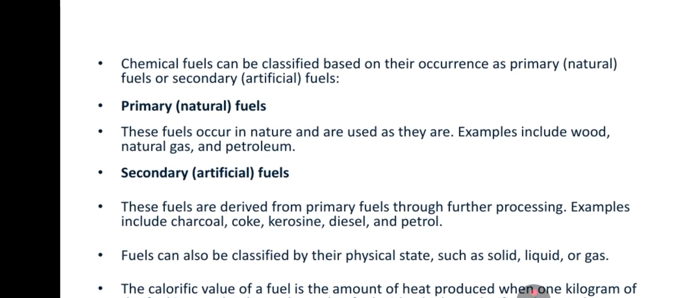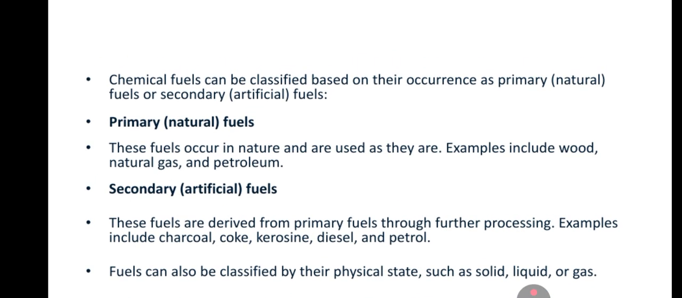All right. Chemical fuels can be classified based on their occurrence as primary. So occurrence as primary means they are natural. Okay, primary fuels or secondary fuels. Let's take the primary fuels now. These fuels occur in nature and they are used as they are. Examples are wood, natural gas, and petroleum.